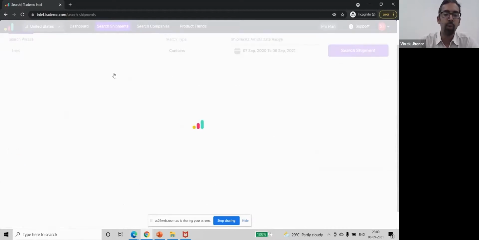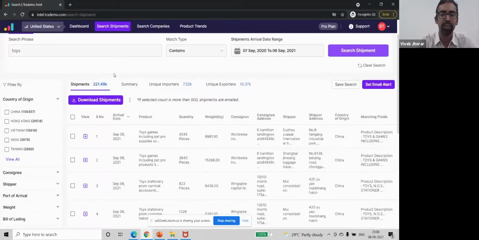This will give you all the shipments in the last 1 year which came into US from across the world, which had toys mentioned in their bill of lading description, or it had a synonymous word like toys. So here it is. What we can see is there are almost 22 million shipments which came into US, which had toys mentioned in them.